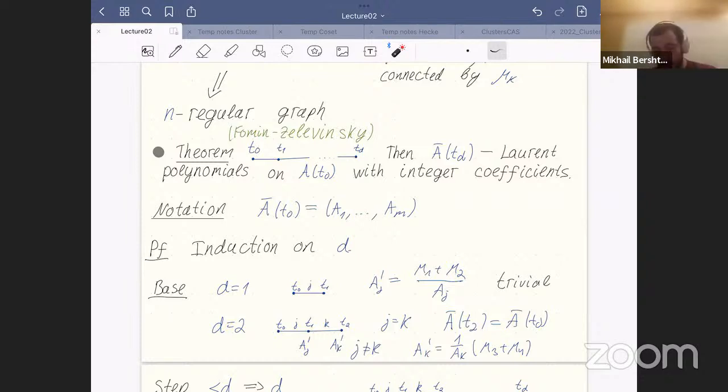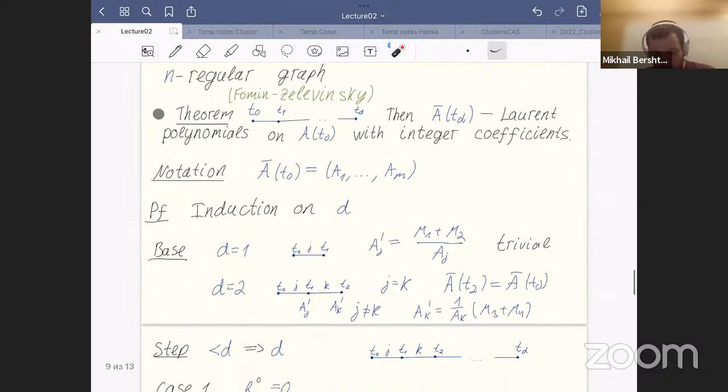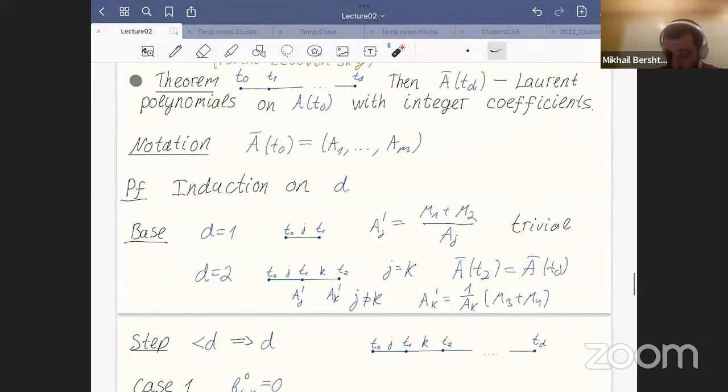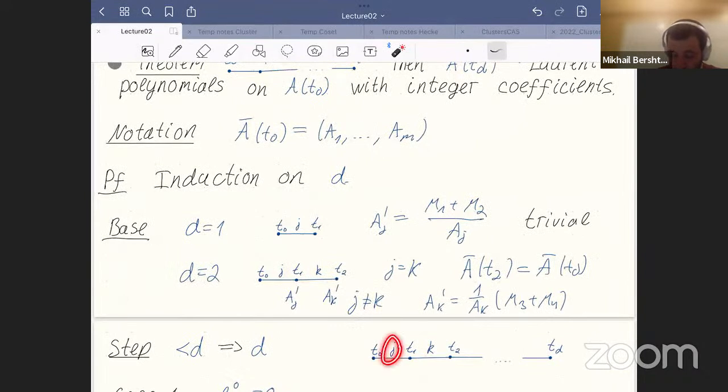Okay, I hope so. Now let's do the induction step. The step goes from the assumption that we proved everything for such sequences of length less than d, and now we are going to prove it for the sequence with length d. Here again I rewrote the sequence and keep my notation. The first vertex I use here has number g, and the second has number k.